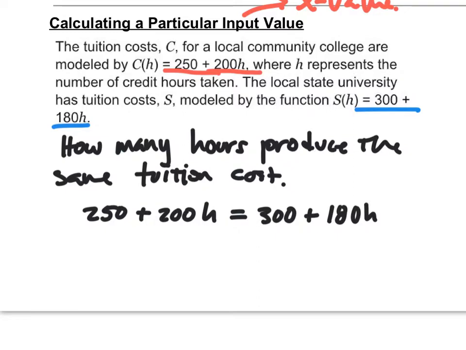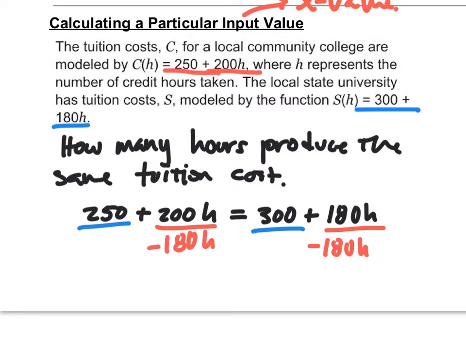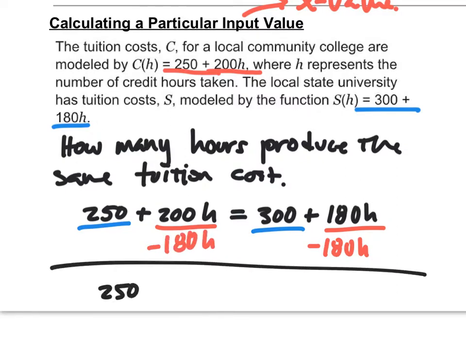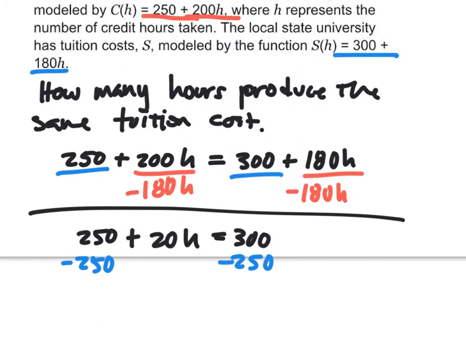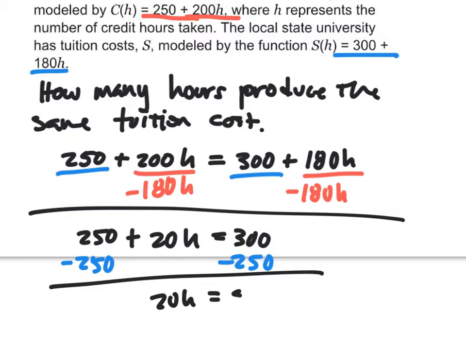So first, let's identify our like terms. Okay, these terms contain H's. I'm going to underline them in red. These terms have no H's. They're just numbers. I'm going to underline them in blue. So what I'm going to do first is subtract 180H from both sides, minus 180H. And as a result, we get 250 plus 200 minus 180 is 20H, and that's equal to 300, okay? And then I'm going to subtract 250 from both sides. And so then I get a value of 20H is equal to 50, okay?